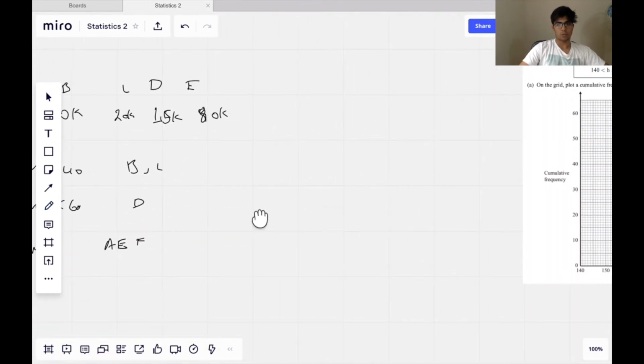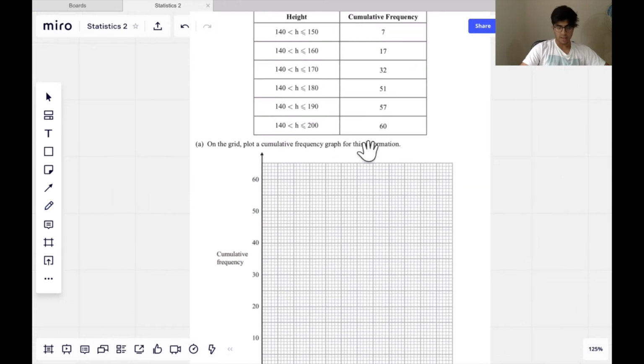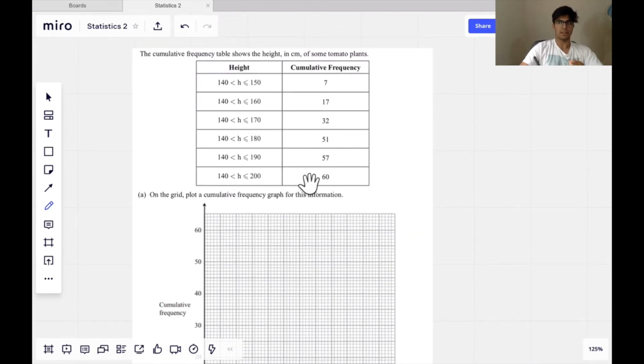So one of the things we have is the cumulative frequency table. And cumulative frequency means the frequency of a certain group and anything before it. So look, in this group you have 140 to 150, but now you've got 140 to 160. As you can see, the group keeps extending and extending. So it's cumulative in the sense that you keep adding the stuff before it.